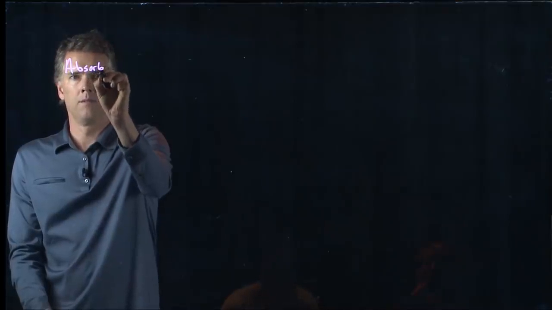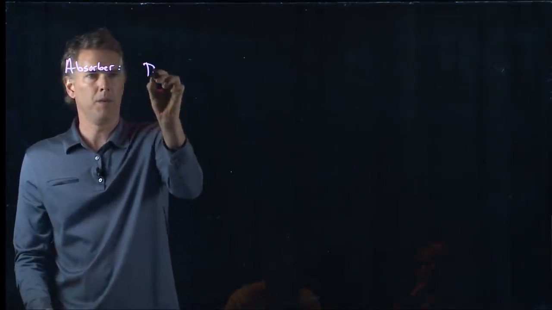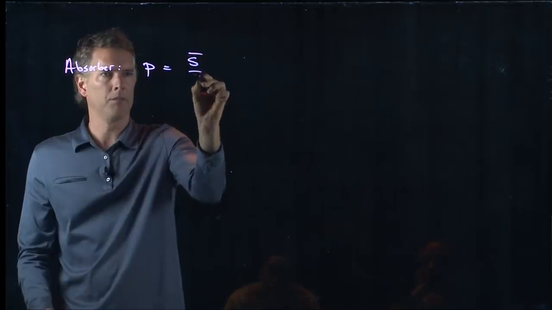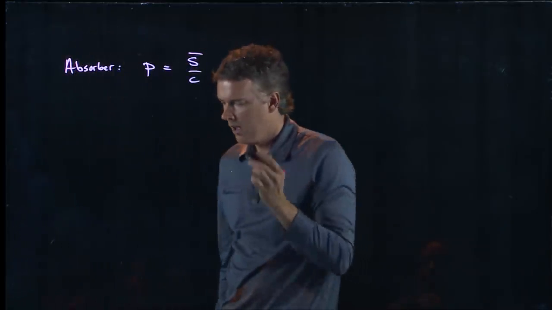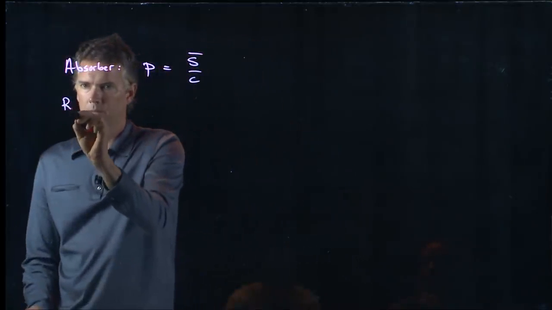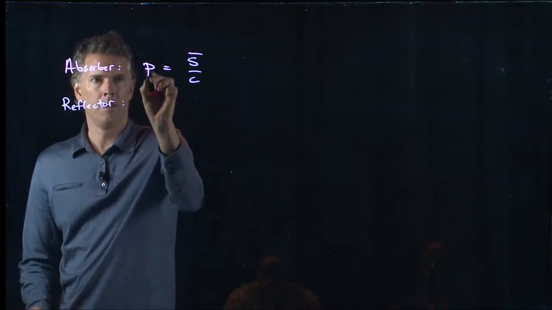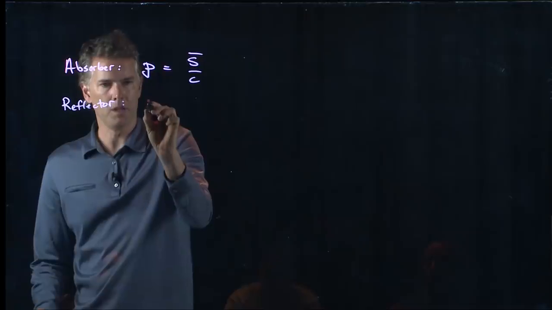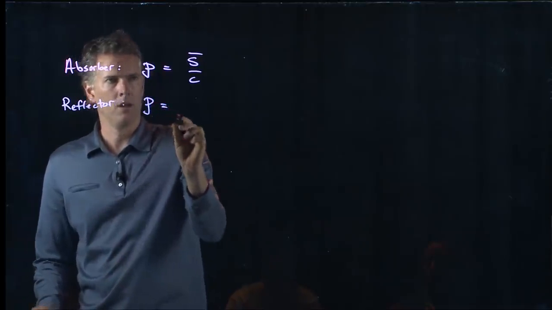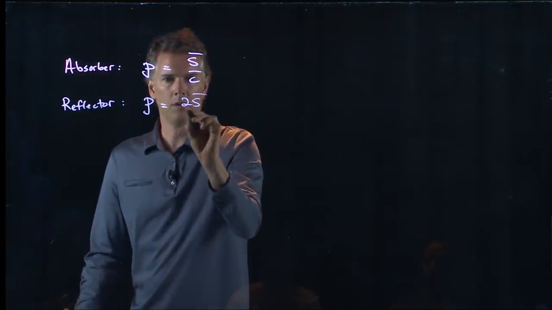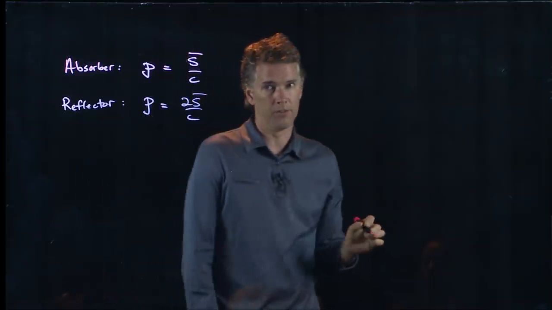Okay, so for an absorber, P is just S bar over C. For a reflector, and this is supposed to be capital P, right, pressure, is 2 S bar over C.